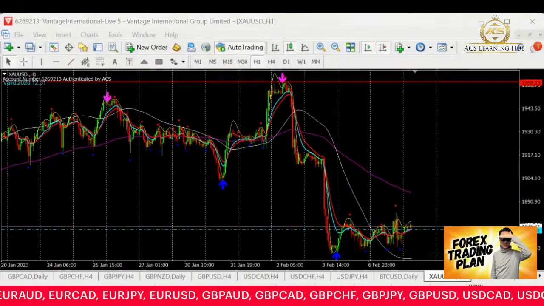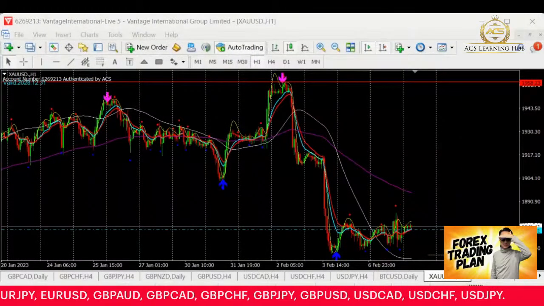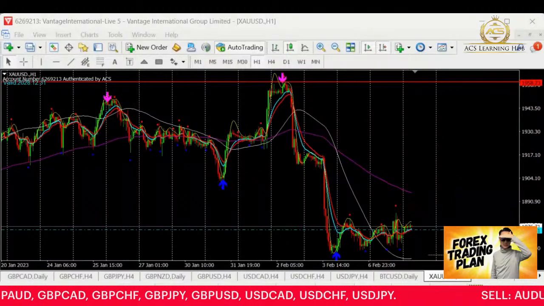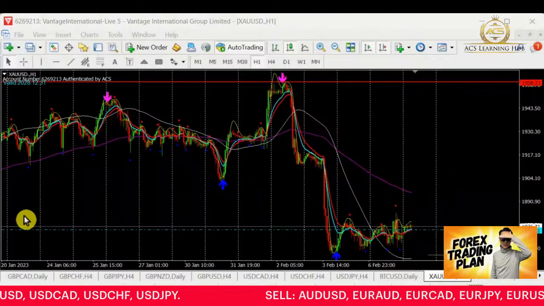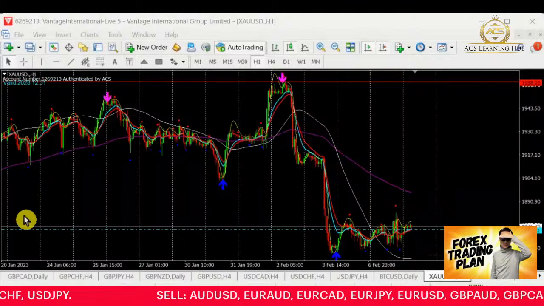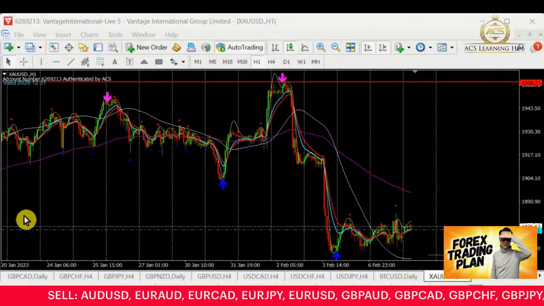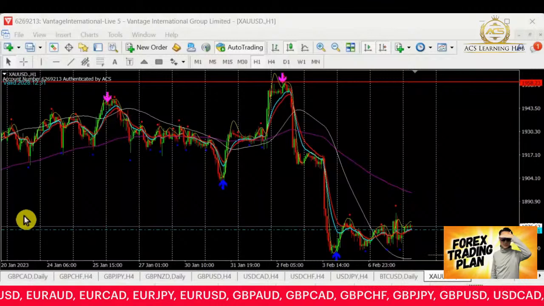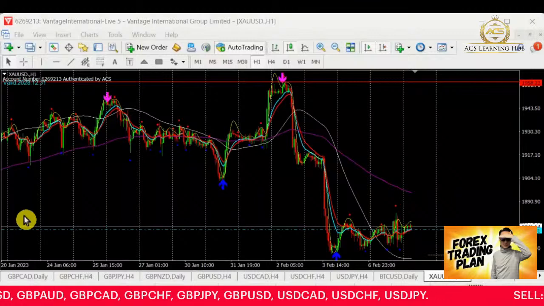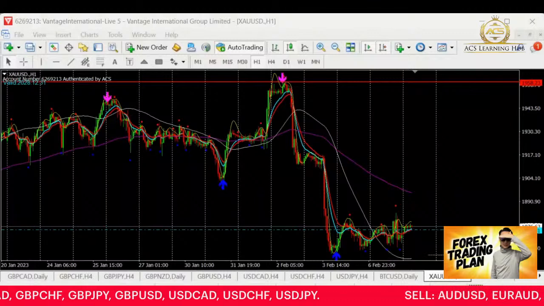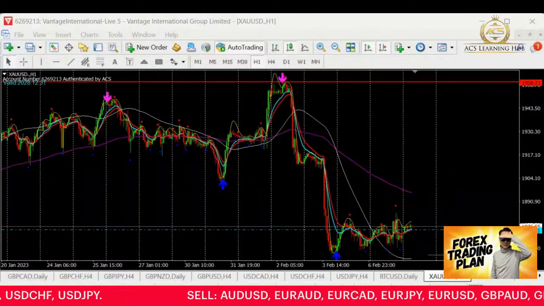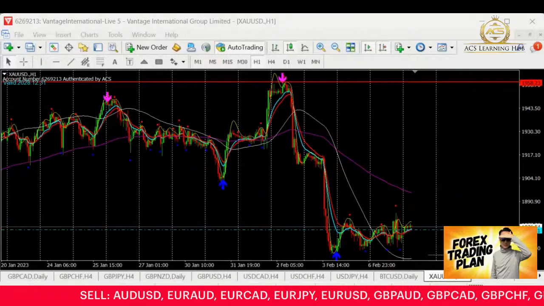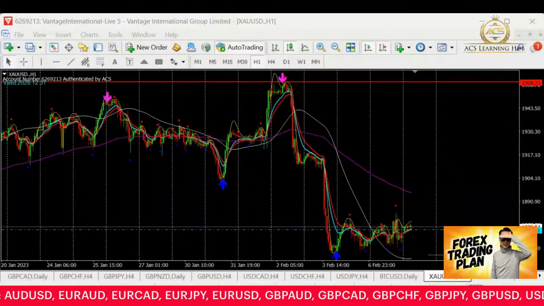Then let's come back here to see what we have. We have Aussie dollar, Euro Aussie, EURCAD, Euro yen, Euro dollar, pound Aussie, pound CAD, pound franc, pound yen, pound dollar, dollar CAD, dollar yen, dollar franc. Later in the live trading session, we may want to come in and discuss a trade together, so that if there's a chance to take a trade, we will take it together with profits.